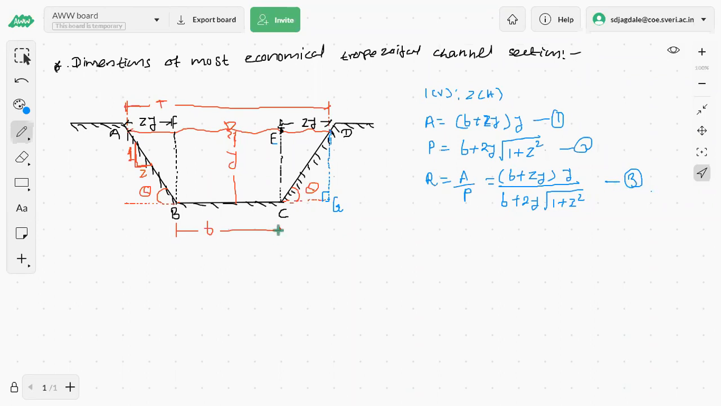Now for the most economical channel section, we know the condition. What is that condition? P must be minimum. So write down below that: for the most economical channel section, the wetted perimeter must be minimum. So P must be minimum.